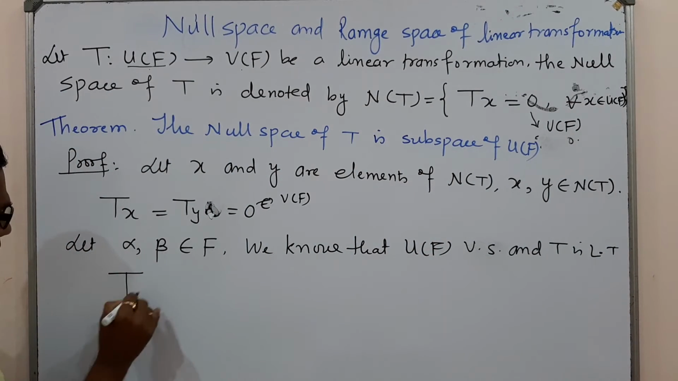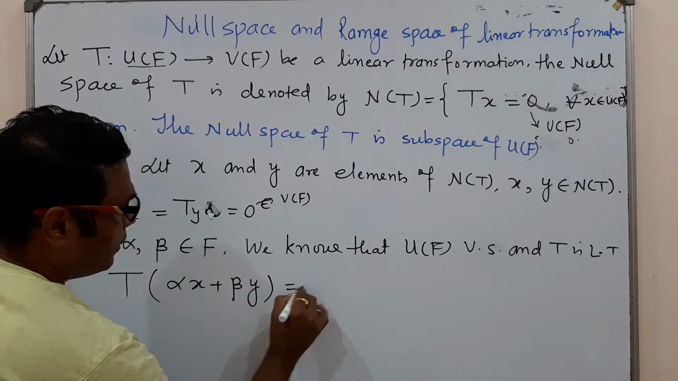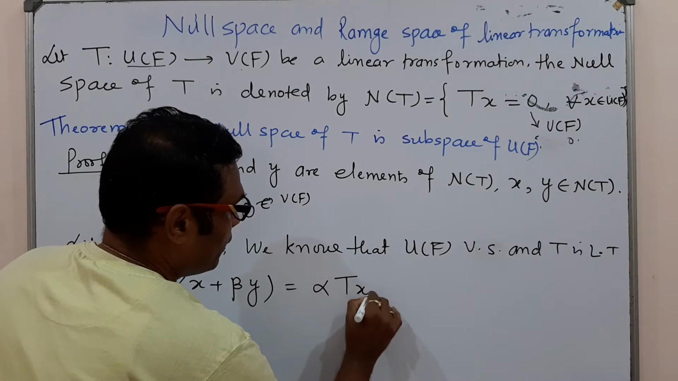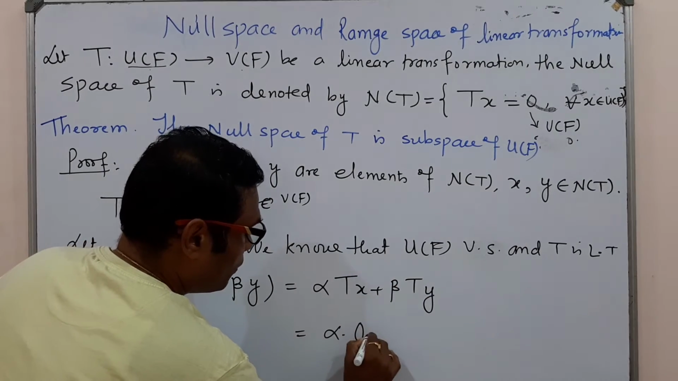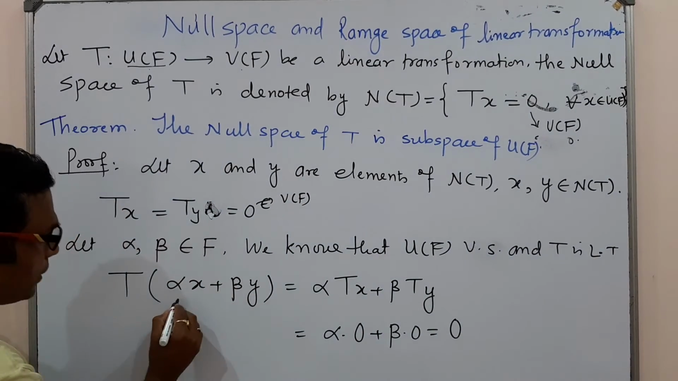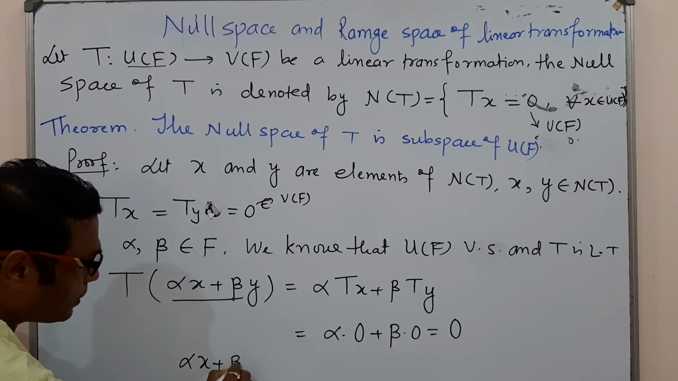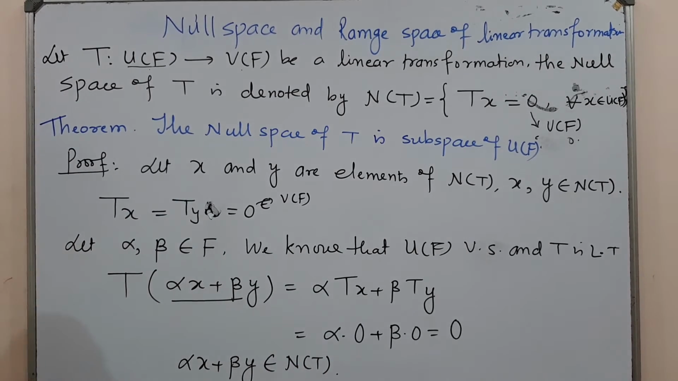Therefore we compute T of alpha x plus beta y, which by the linearity of T equals alpha Tx plus beta Ty. Now alpha into 0 plus beta into 0 is equal to 0. That means this element is mapped with the 0 element. Therefore alpha x plus beta y belongs to NT here. Hence it is true that the null space of T is a subspace of UF here.